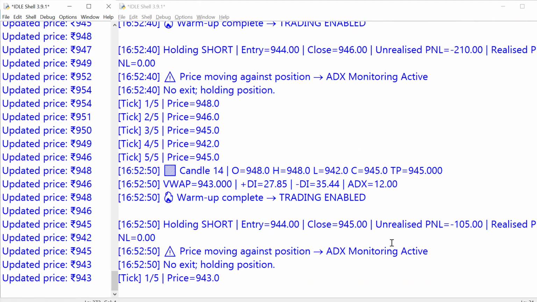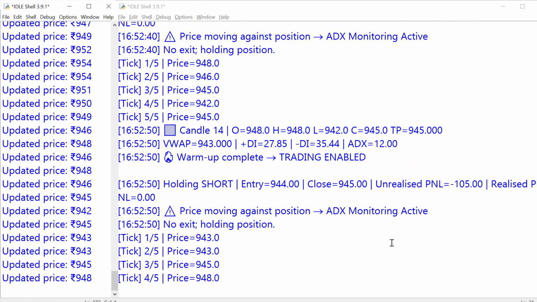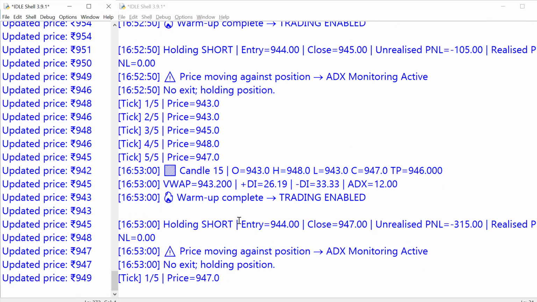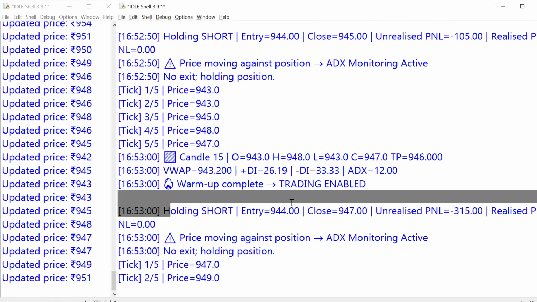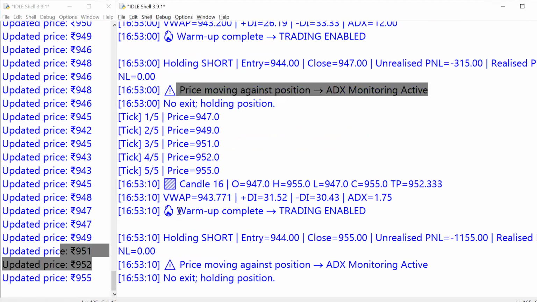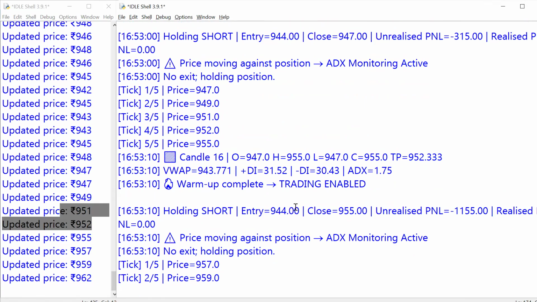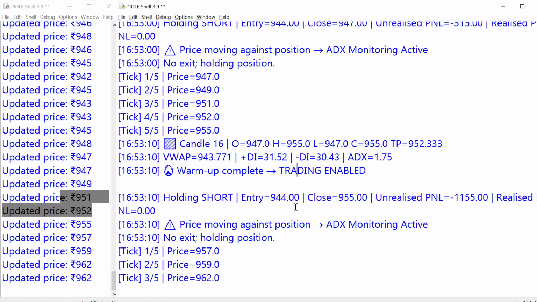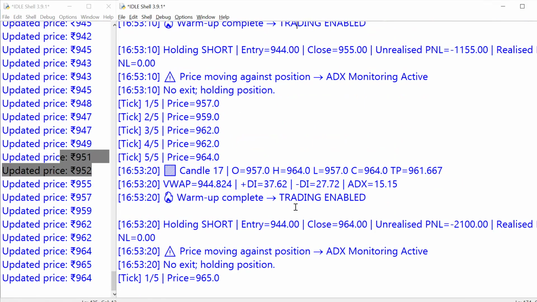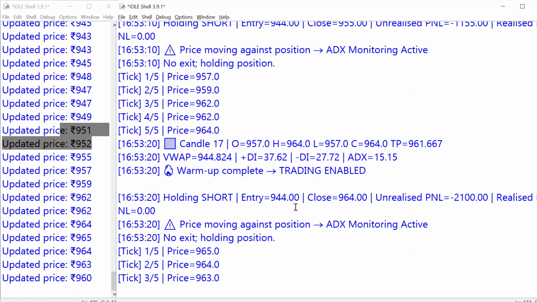So ADX is still monitoring because the price was above 944. The ADX keeps on monitoring if the price is against the entry. See, the entry is 944 and the price is against it. So ADX is monitoring whether to book a loss or not. If the price goes above a certain value, that means the VWAP position is against the logic. So that's where the ADX is going to book the loss.